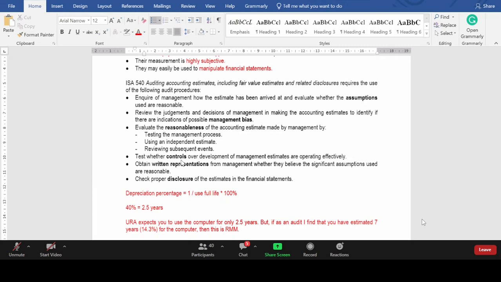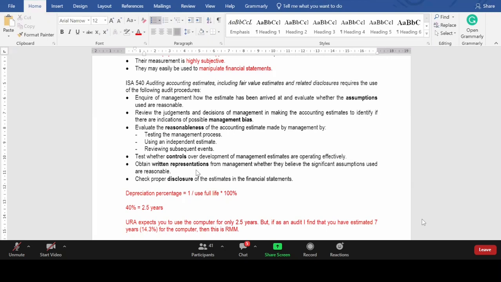Controls like an estimate such as depreciation rates, the board must approve it, so that if you have overestimated, they correct you. If you have underestimated, they also correct you. Or sometimes the policies of the company, the controls, may require you to involve an expert. Did you involve the expert or not?